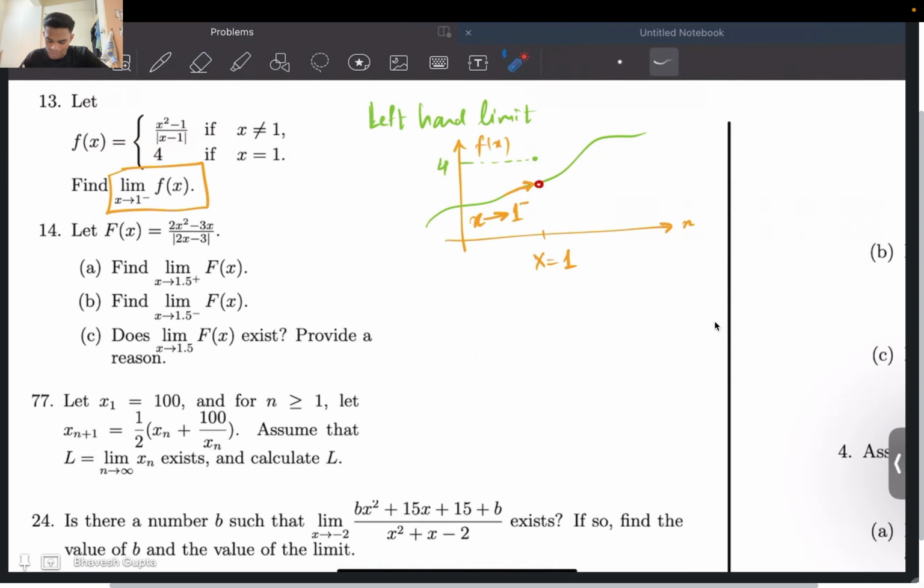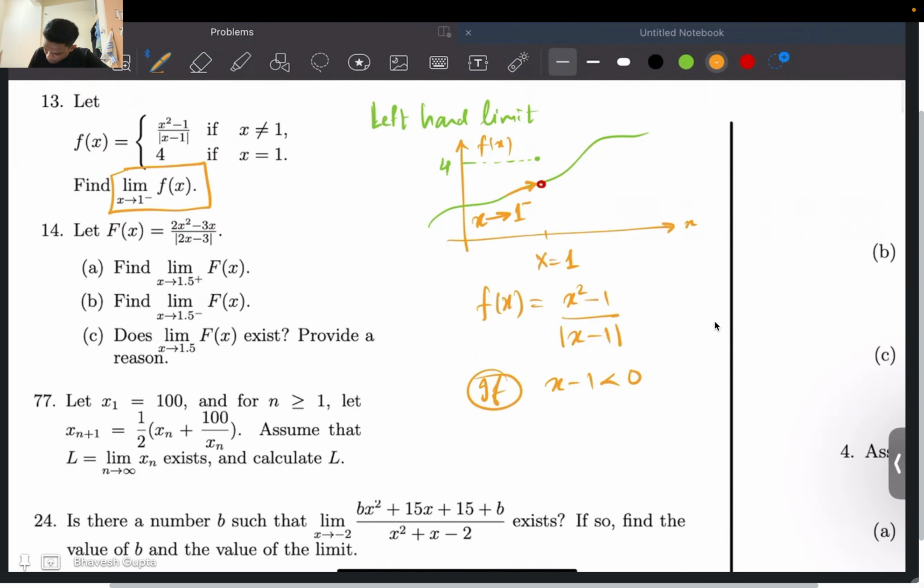In order to solve this question, we will start using the definition which is given to us, and since we are not exactly at x equal to 1, we'll use the definition f of x equals x square minus 1 over mod of x minus 1. But we know that in this case my x minus 1 is negative. If x minus 1 is negative, then mod of x minus 1 is going to open in this way, because this is how the mod function works.